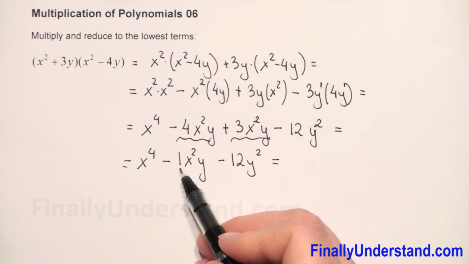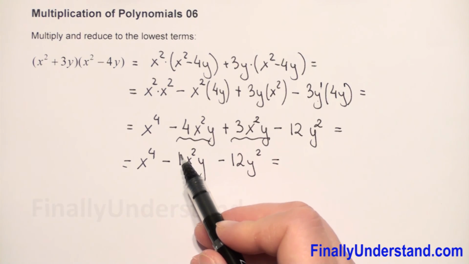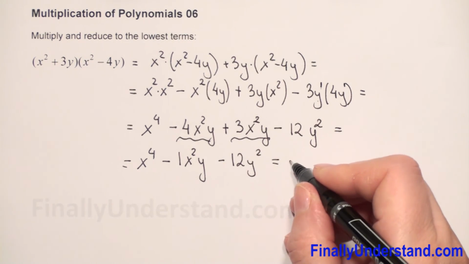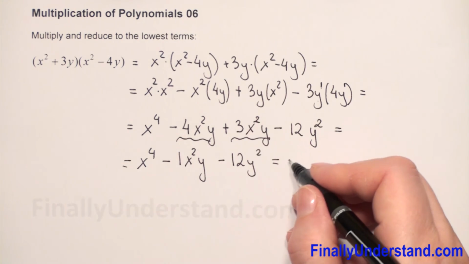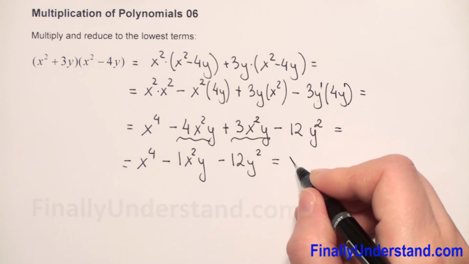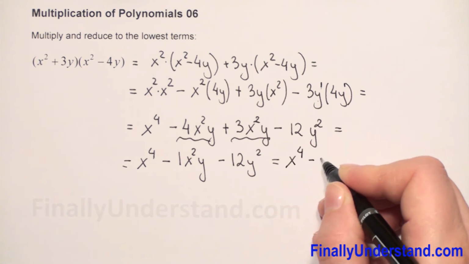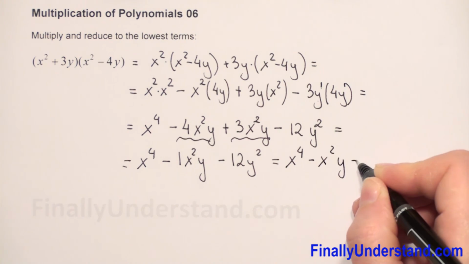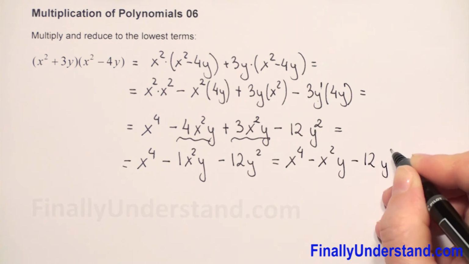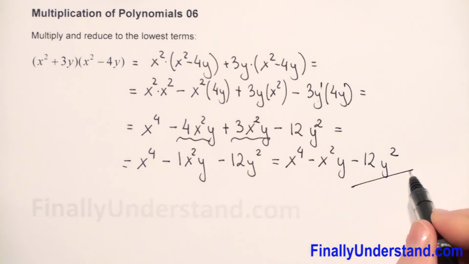So this is equal. When we multiply by 1, it doesn't change anything, so we don't have to write this 1. So we will copy again this whole expression from the beginning, x to the 4th power minus x squared y minus 12y squared. This is my solution.